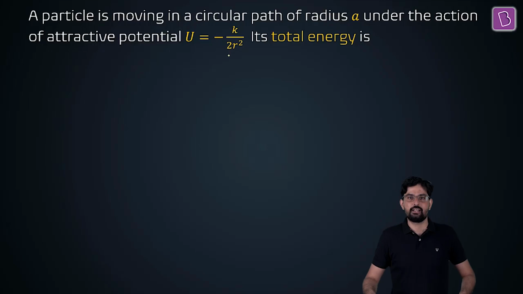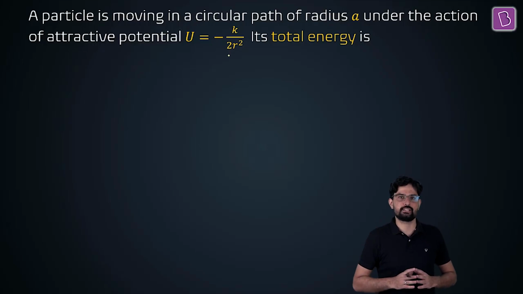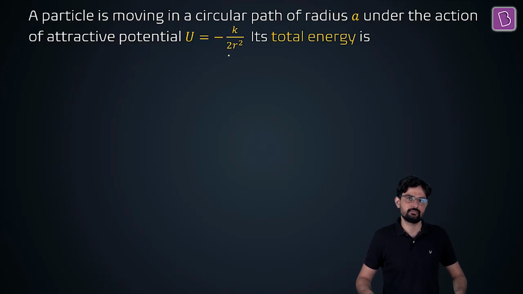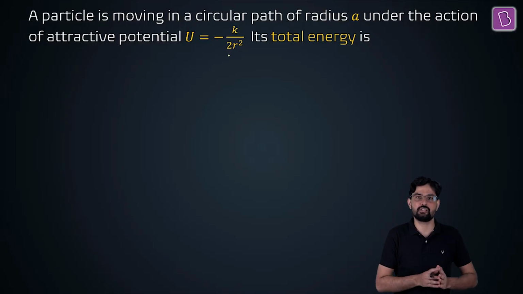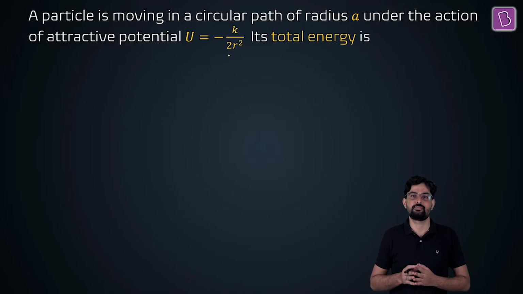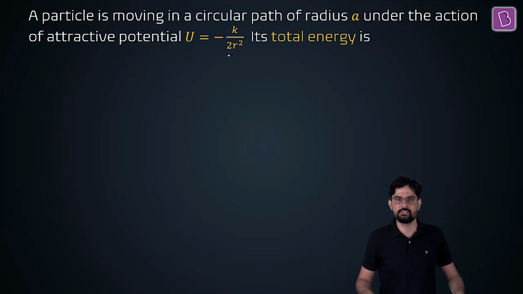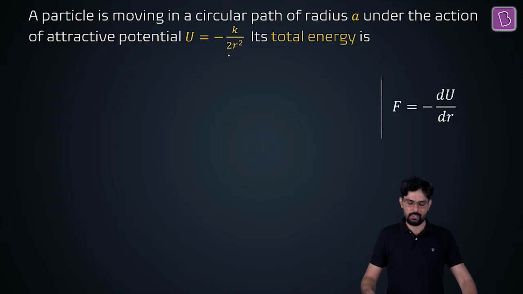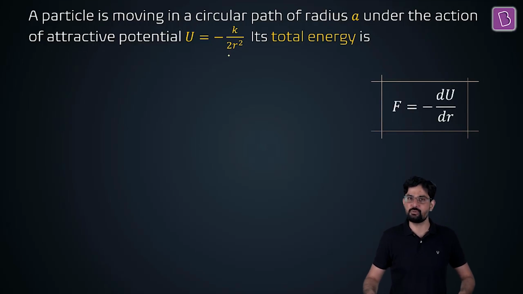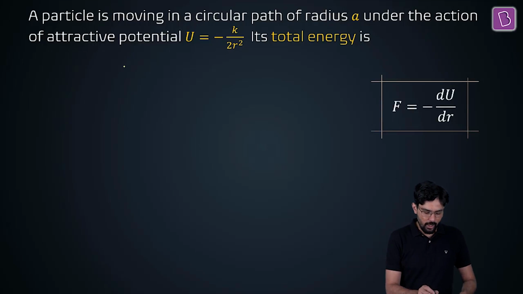This means that there would be a conservative force acting on this particle which is making it go in a circle, right? Because you can only define potential energy function corresponding to a conservative force. And how do you find out that force? Well, we know that force is going to be equal to minus dU by dr. So let's find out the force here. F is going to be equal to minus d by dr of the potential energy function, that is minus K divided by 2r square.